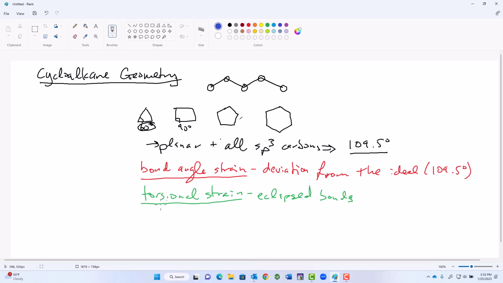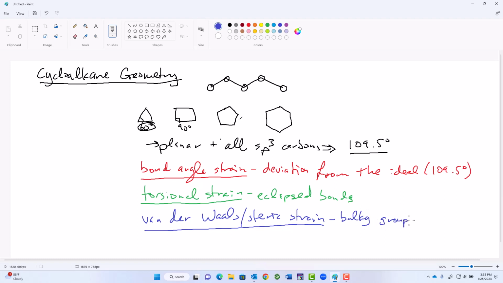And finally, we have van der Waals strain, or steric strain. Van der Waals or steric strain is caused by bulky groups close together, and we saw that in the differentiation between various eclipsing fashions in the rotation of butane. When we have eclipsed big groups, there's a large degree of steric strain. When we have eclipsing small groups, it's still steric strain, but smaller.